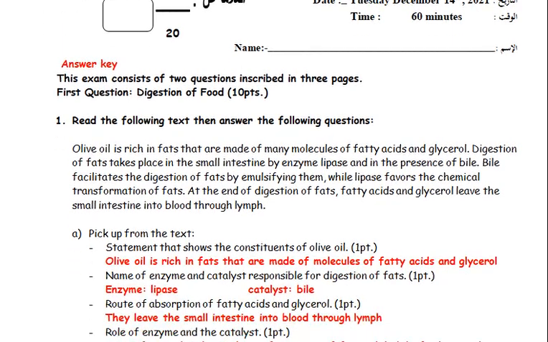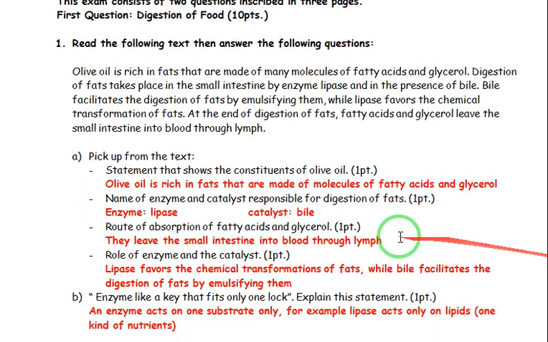Now we have to pick up from the text these 4 questions. Question number 1. Pick up from the text the statement or sentence that shows the constituents of olive oil. Here it is. Olive oil is rich in fats that are made of molecules of fatty acids and glycerol.